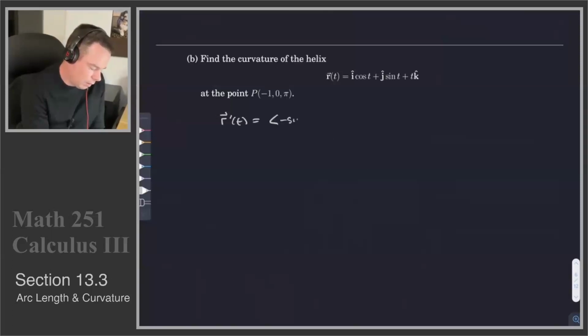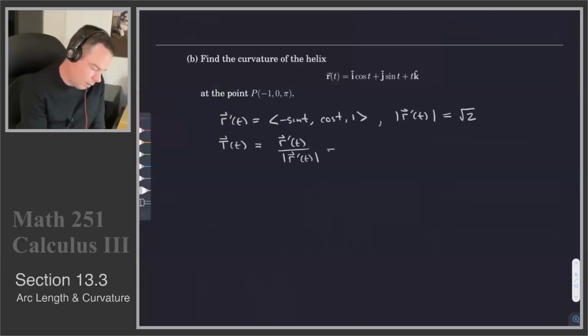So that's going to be negative sine of t, cos of t, and 1. It says we're also going to need to know the unit tangent vector. Okay, so that means I need to normalize r prime of t. So I'll find its length first. We already know its length, it's root 2. Now the unit tangent vector is the normalization of the tangent vector. So it's r prime divided by its length. So that's going to be negative 1 over root 2 sine t, 1 over root 2 cos t, and 1 over root 2.